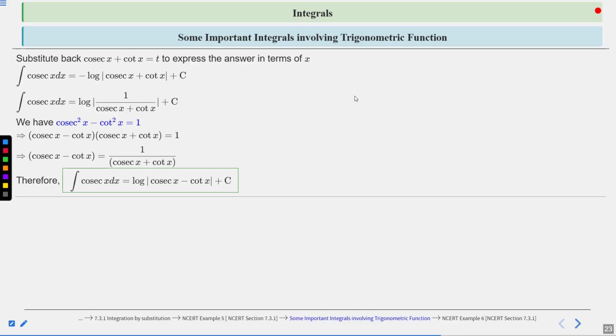Therefore, we can say that integration of cosec x dx will be equal to log mod cosec x minus cot x plus c, right? Hope it's clear to all. Let us move to the next part.